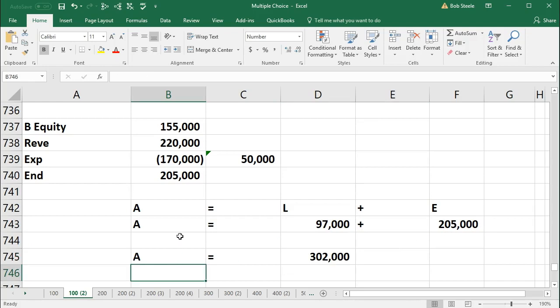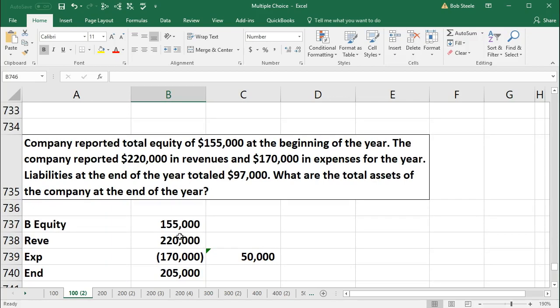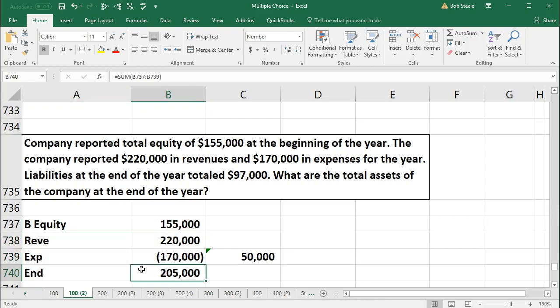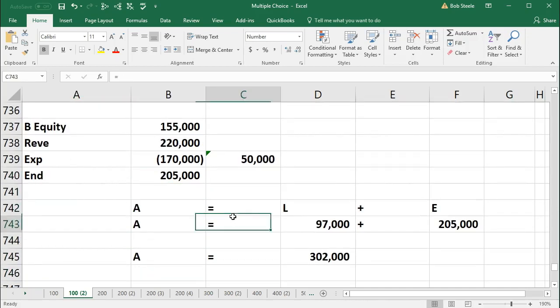This was a bit more of a tricky problem in that we had to do basically two calculations, so just keep those separate in your mind. First, we had to figure out what the equity is at the end, and then do our typical accounting equation problem to figure out which component of the accounting equation, in this case assets, was not provided and was being asked for.